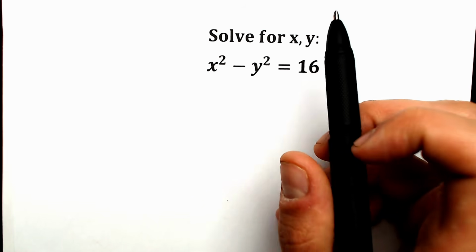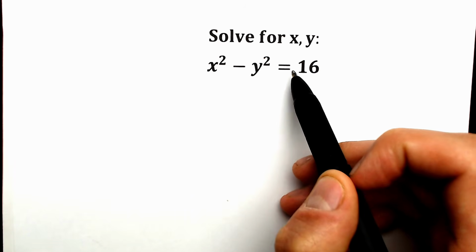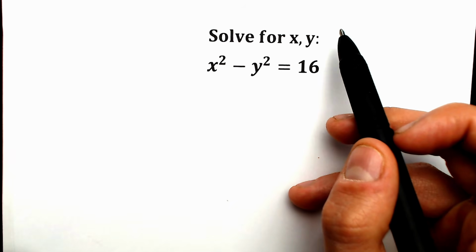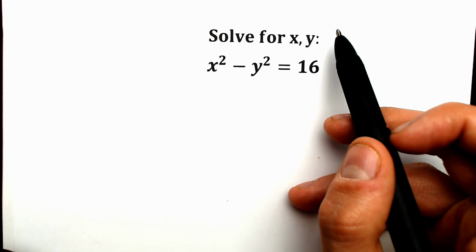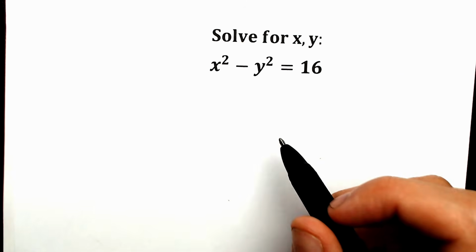Today we have a great, quick and relaxing algebra question. We know that x squared minus y squared equals 16, and we need to solve this question for x and y. If you want to solve this question with me right now, you can pause the video, and then we will check our answers at the end of the video. It will be really interesting.